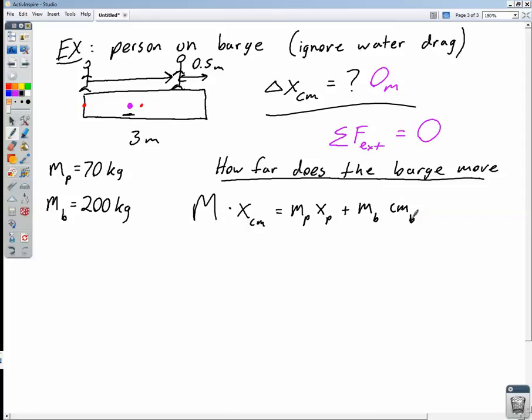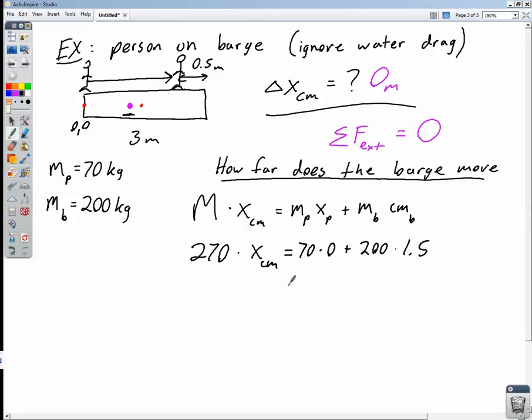Okay, so to find the center of mass of the system, total mass: the mass of the person I've drawn over here on the left is 70 kilograms, the mass of the barge is 200 kilograms, so we've got a total mass of 270 times the center of mass of the system. Let's say our origin is over here, 0, 0 on the left-hand side of the barge. So the mass of the person is 70 and his position is 0, plus the mass of the barge, which is 200, times the position of its center of mass. We use symmetry. The center of mass of the barge is half the distance of the barge, so it's 1.5 meters, since the barge is 3 meters long.